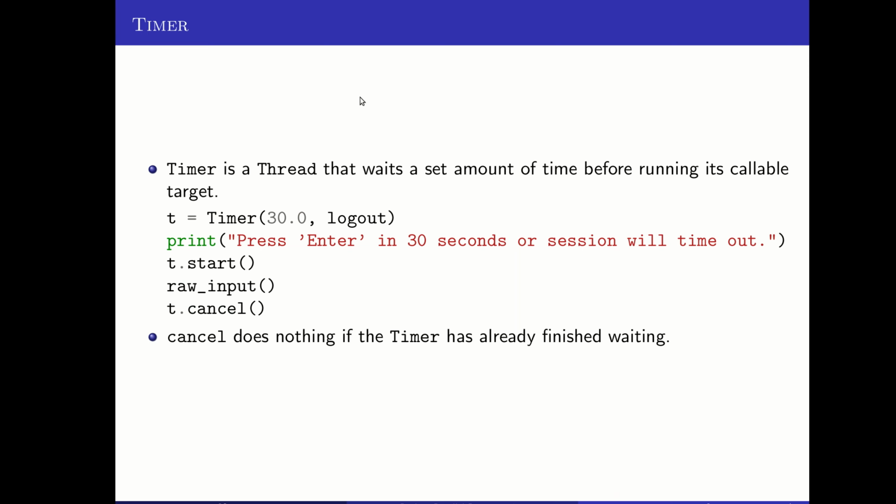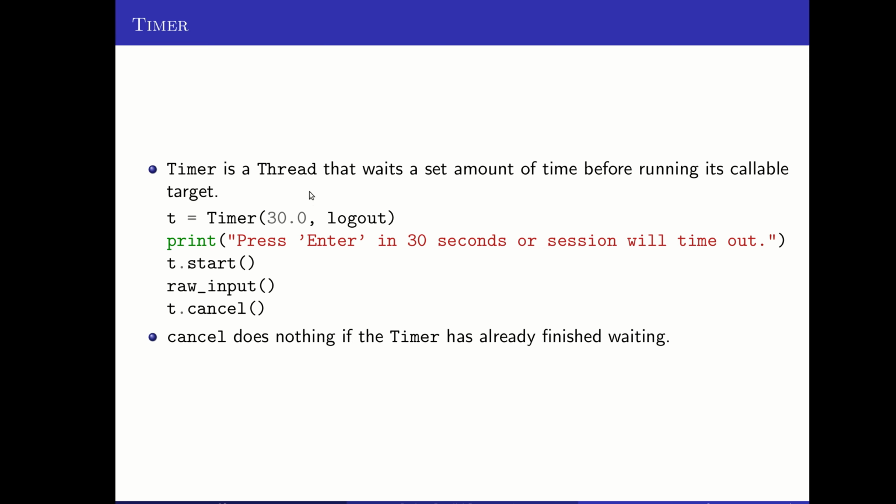There is another neat built-in class, timer, that is just a thread that waits some set amount of time before running whatever its callable target was. So here, for example, I set a timer to 30 seconds, and its action is whatever my logout function does. Now, you can do more complex examples than the one shown here, but this is just one example of setting up a timer and having it do a logout action, for instance, if it doesn't get interrupted.